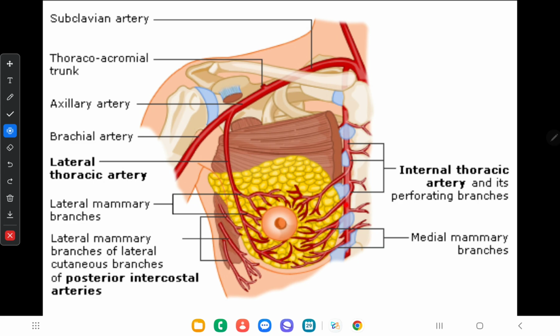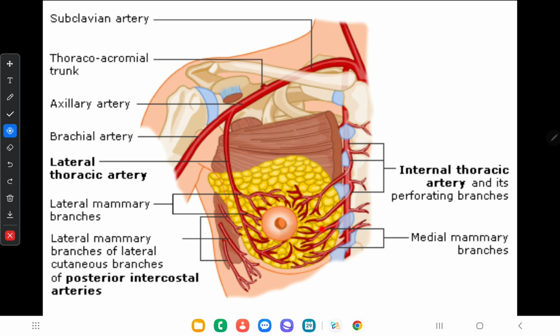And here on the medial side you have the internal thoracic artery. The branches from the internal thoracic artery also supply the breast. There are 2 to 4 perforating branches which arise from the internal thoracic artery. The perforating branches go into the first to fourth intercostal spaces. Those perforating branches first pierce the intercostal spaces and then traverse the pectoralis major muscle to reach the breast along its medial edge, as you can see here.